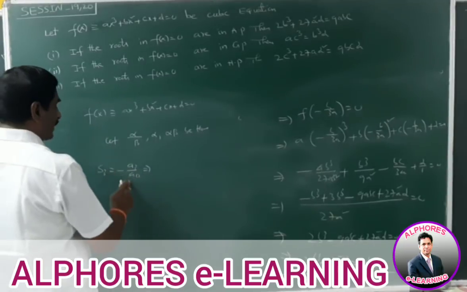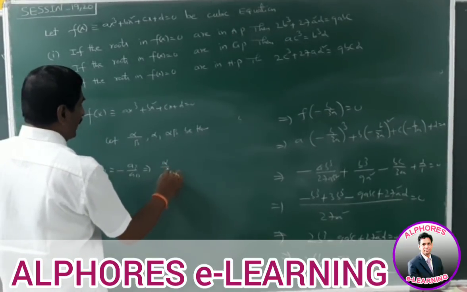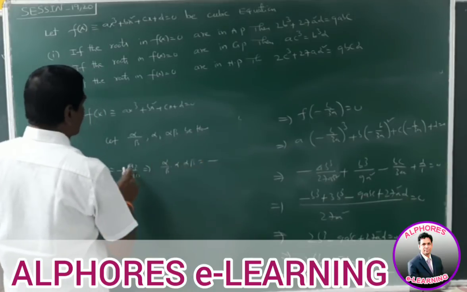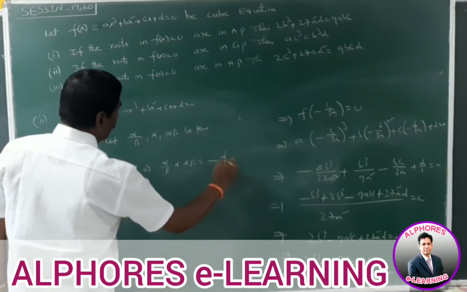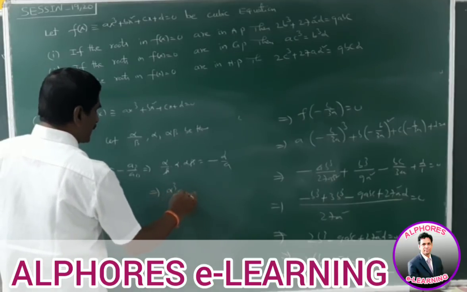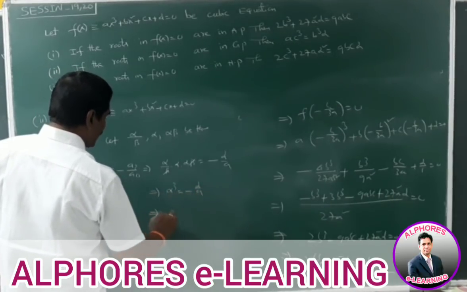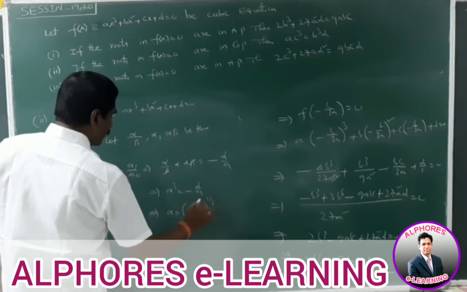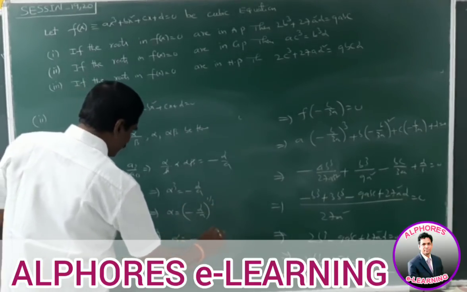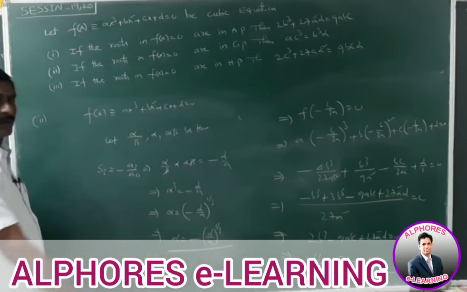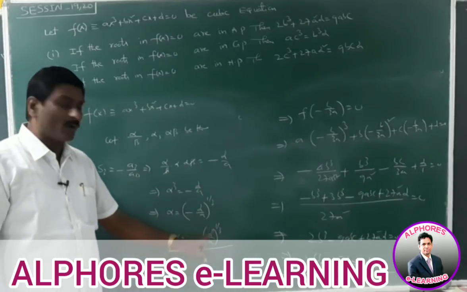S3 is equal to minus A3 by A0. S3 means alpha beta gamma, so alpha beta into alpha beta is equal to minus A3, which means minus D by A. Here beta cancels. That means alpha cube is equal to minus D by A. What is the value of alpha? Alpha is equal to minus of D by A whole power 1 by 3.